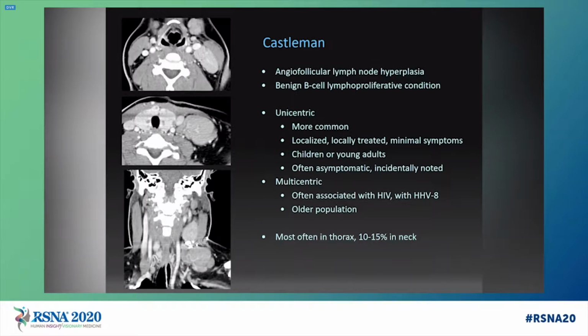It's an angiofollicular lymph node hyperplasia, and it's a lymphoproliferative condition that's considered benign, and it's of B-cell origin. So here's another patient. This one has a few nodes that are all pretty hyper-enhancing down the neck. You can have unicentric and multicentric varieties, and the unicentric tends to happen more in children or young adults, often incidentally noted. A lot of the Castleman disease is found in the thorax, so you see mediastinal nodes, but 10 to 15% you can see in the neck.